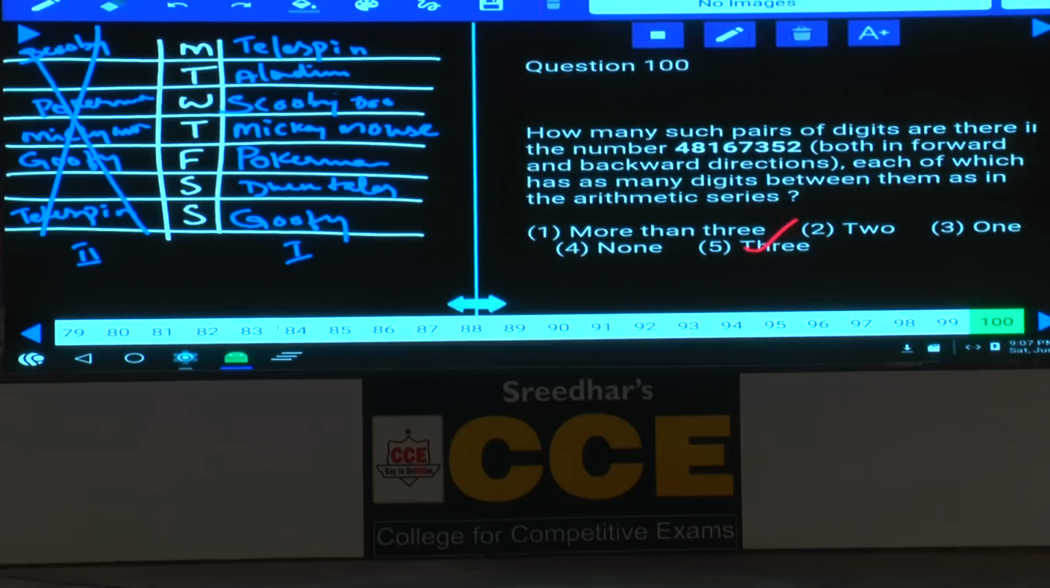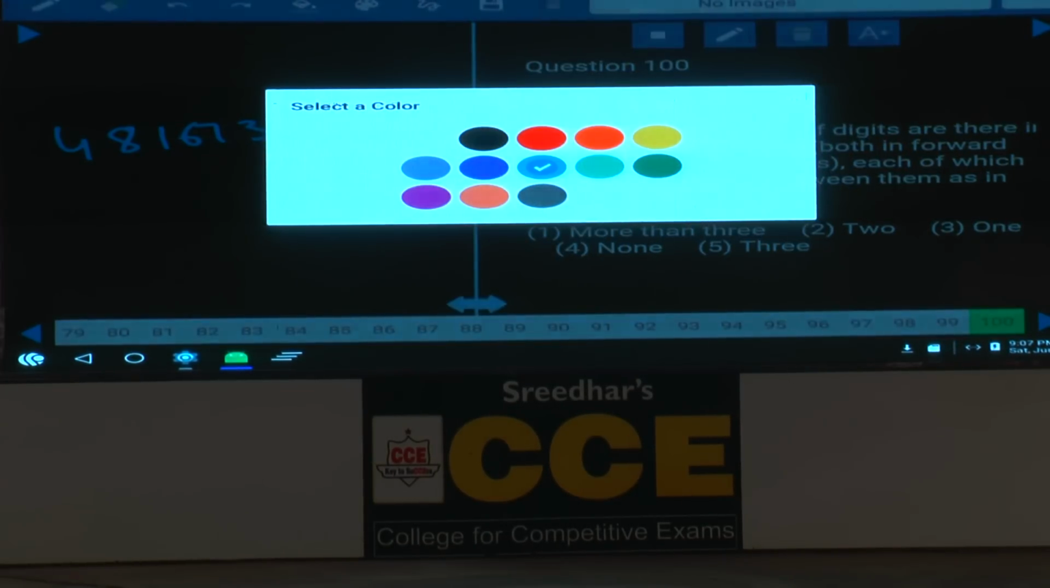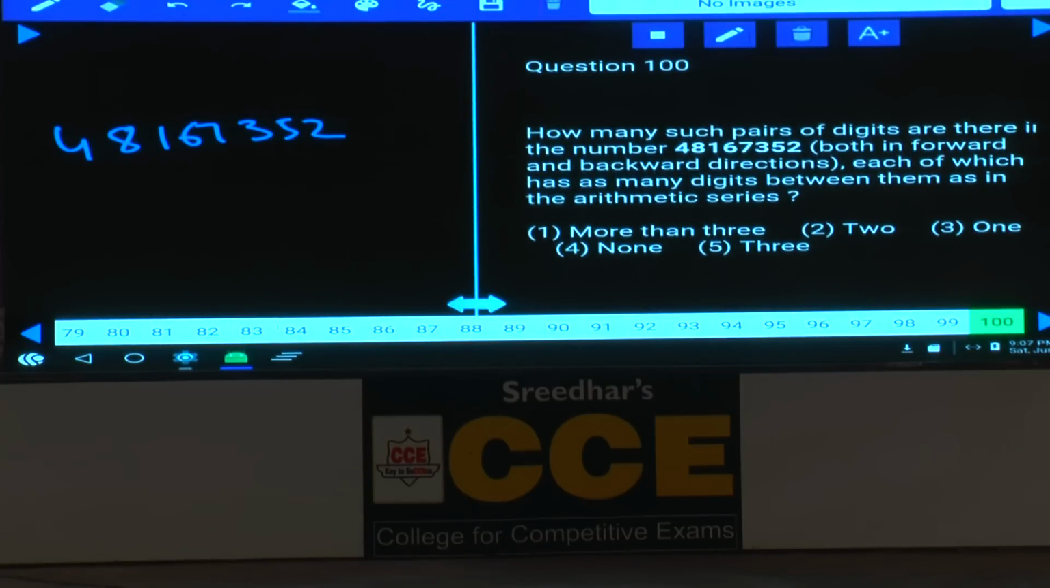Then question number 100. Now in this question number 100, what is the number here? 48167352. And how many such pairs of digits are there in the number, each of which has as many digits between them as in the arithmetic series? Now, first starting with the 4, let us count here. 5, 6, 7, 8, 9. Any digit repeated here? No, no digit is repeated or matching. Next one, 8, 9. Here also none is matching.